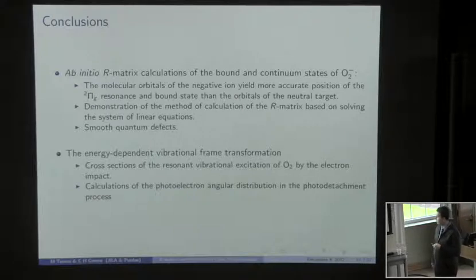I demonstrated the method of calculation of the R matrix based on solving the system of linear equations, and I showed how we can calculate these smooth quantum defects and how these are connected to the energy-dependent vibrational frame transformation that allows us to deal with the vibrational excitation of the oxygen dimer, and that allows us to perform these calculations of the photoelectron angular distribution in the photodetachment process.